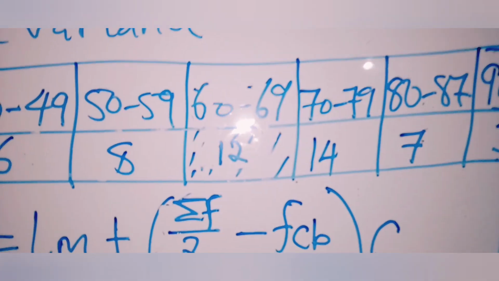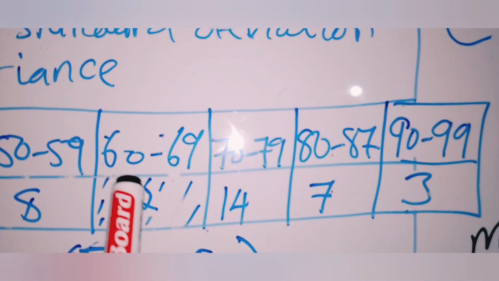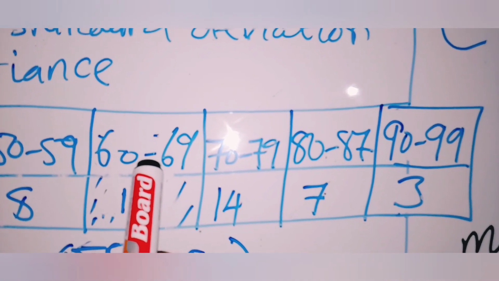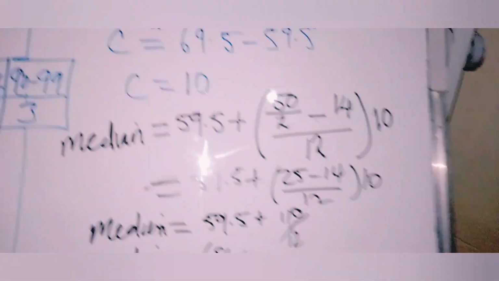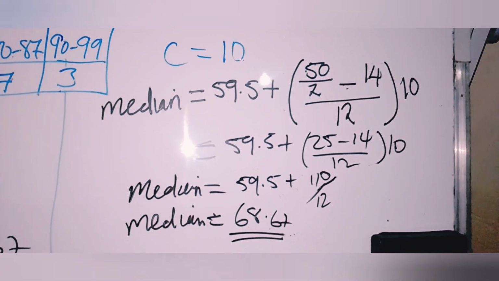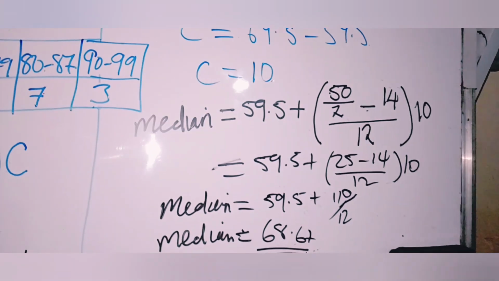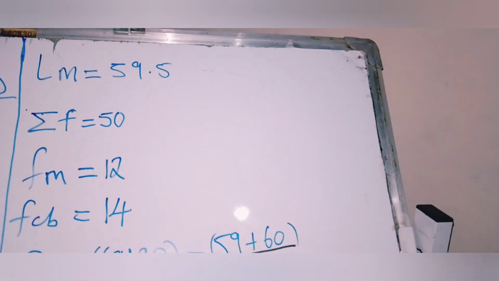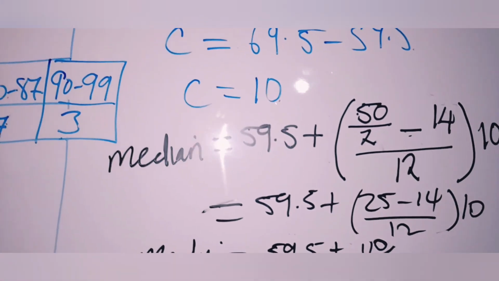So this is 60, and this 69. So 68.67 is just within here. This is how we have arrived at the median. It's just very simple, just follow these rules: how to look for C, how to look for these things. By solving, everything will stick.